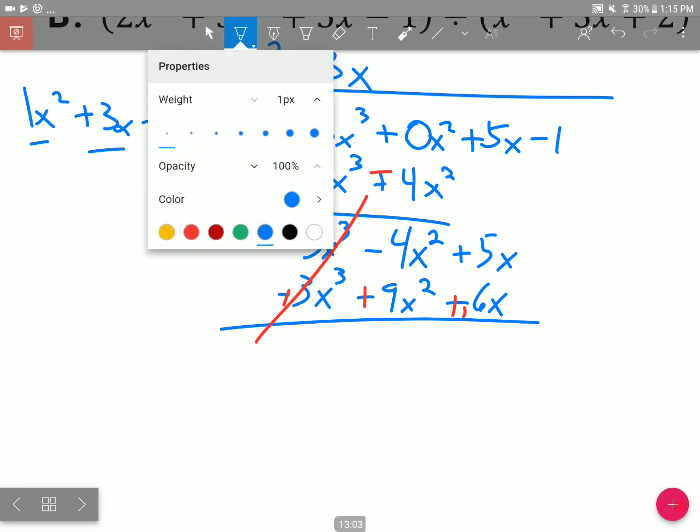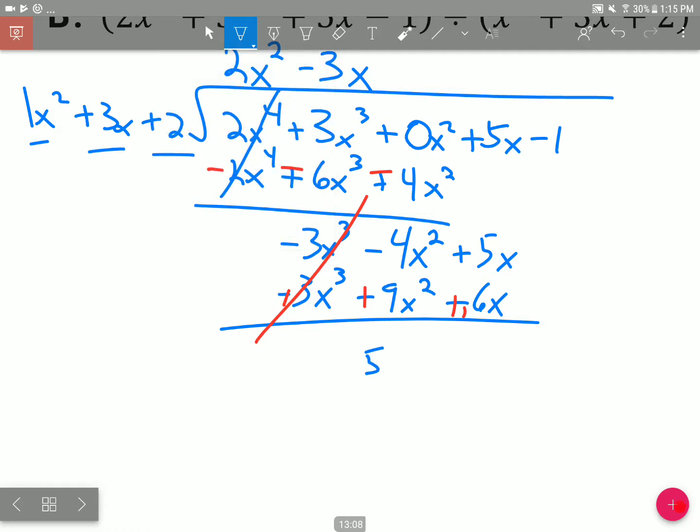How many x squareds do you have? 5. 9 minus 4 is 5. 6 plus 5 is? 11x. Mr. Hunter, what's up?